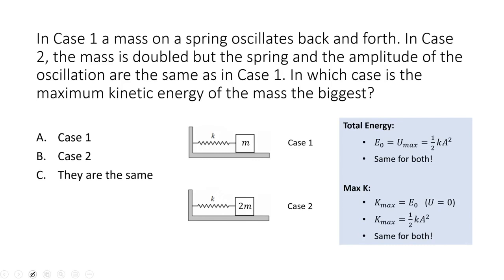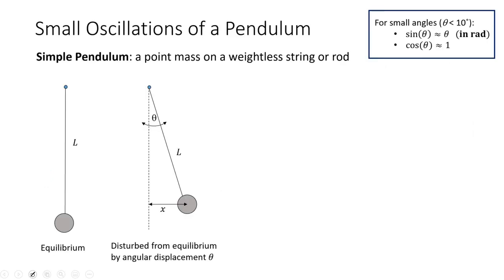I will tell you the speeds of the blocks will not be the same because remember K is equal to 1/2 mv squared. So the one that's lighter is going to be moving faster, right? It's going to have a bigger v squared to make sure that it has the same kinetic energy. All right, so I would pick C, they're the same.